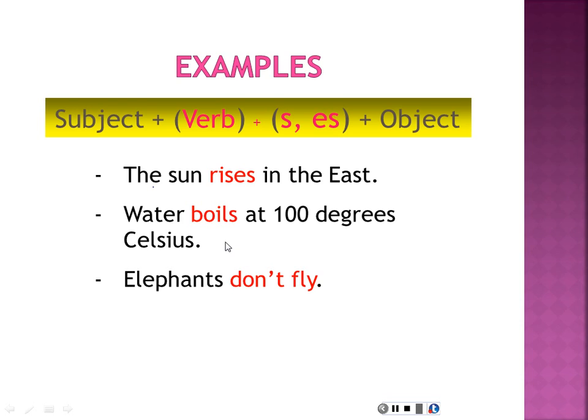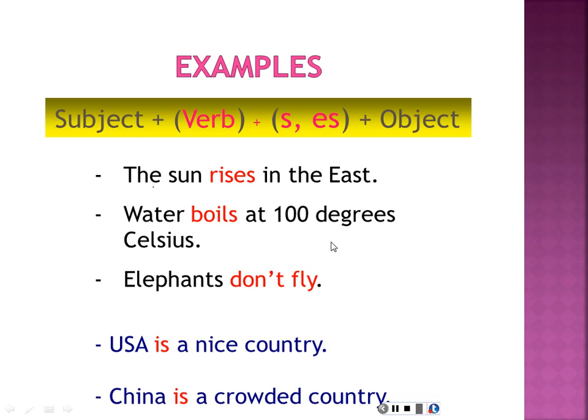Fact number 3. Maybe you can find it funny. Elephants don't fly. Of course, there is no elephant that can fly. So elephants don't fly. They cannot fly. All the elephants in the world do not fly. So this is another fact, maybe a funny fact. Now in the second part of the examples, we have generalizations.